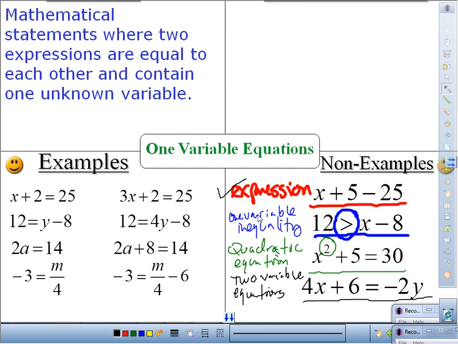We haven't covered inequalities, but we are going to cover inequalities. We are going to cover quadratic equations, and we are going to cover two variable equations. I'm just giving you a heads up as to what's coming. All right? So with that said, share with your neighbor a hashtag for this concept. One variable equations are what? Hashtag what?